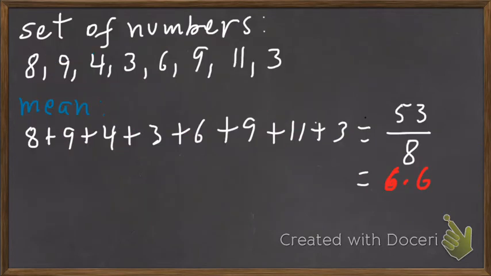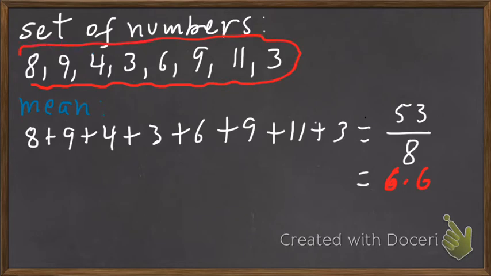So I have written again the set of numbers. Do you see this, Mr. Benjamin? I see it. Okay, and I am going to add. So I'm going to add 8 plus 9 plus 4 plus 3 plus 6 plus 9 plus 11 and plus 3. So you guys, if you add all these numbers, it's going to give you 53.